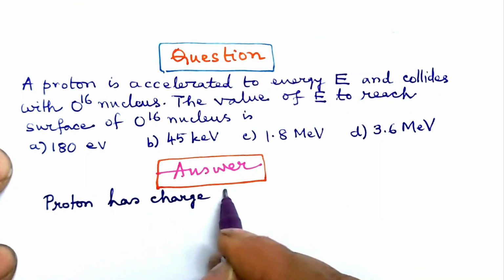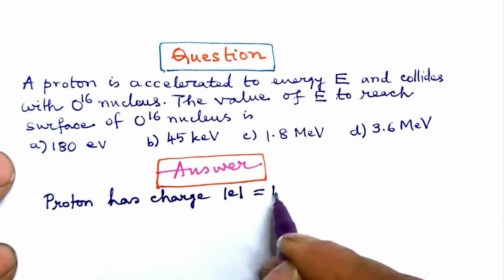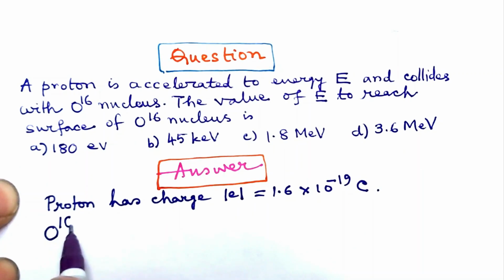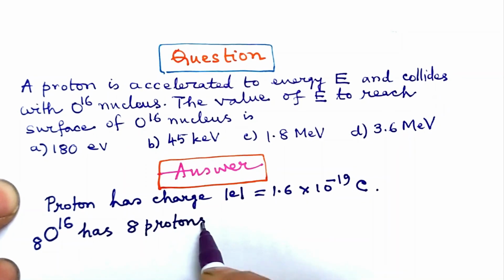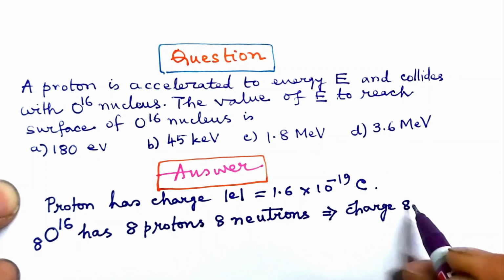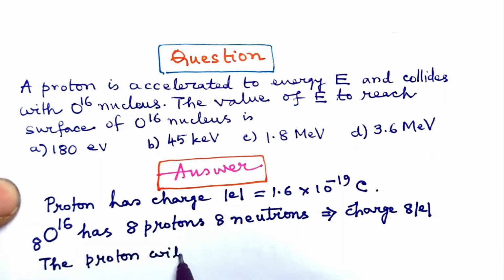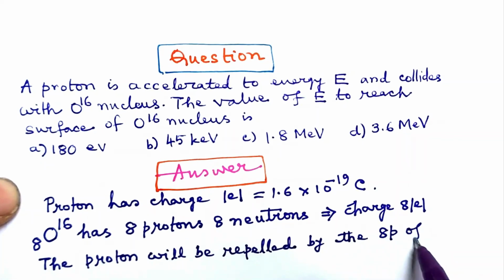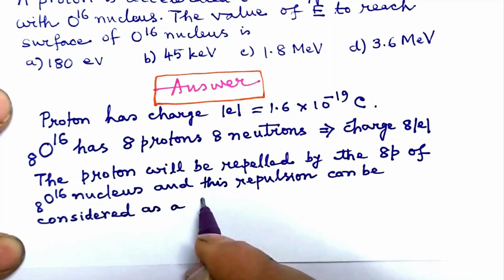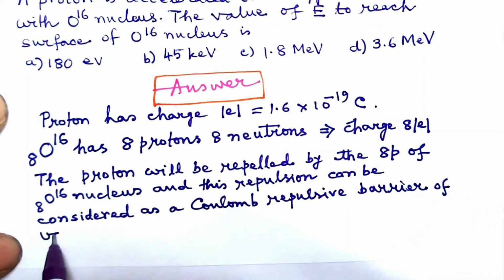Proton has charge modulus e equal to 1.6 into 10 to the power minus 19 Coulomb. Oxygen-16 has 8 protons, 8 neutrons, and so charge is 8 times mod of e. The proton will be repelled by the 8 protons of oxygen nucleus, and this repulsion can be regarded as a Coulomb repulsive barrier of value.